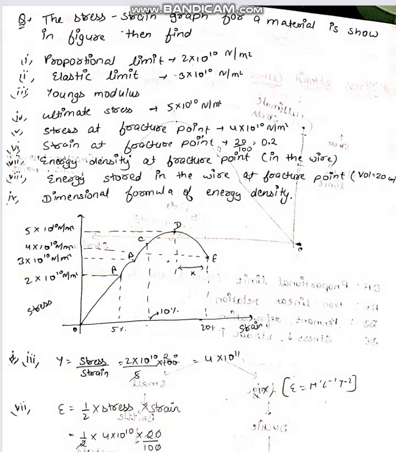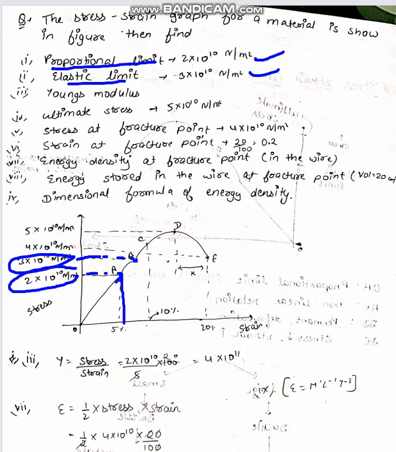Then there is a question where a graph is given, and on the basis of the graph we need to calculate certain things. The first is the proportional limit. We know the straight line corresponds to the proportional limit, so here it is 2 into 10 to the power 10. Then we have the elastic limit. This point corresponds to the elastic limit, which is 3 into 10 to the power 10. Then we have Young's modulus, which can be found from stress by strain.